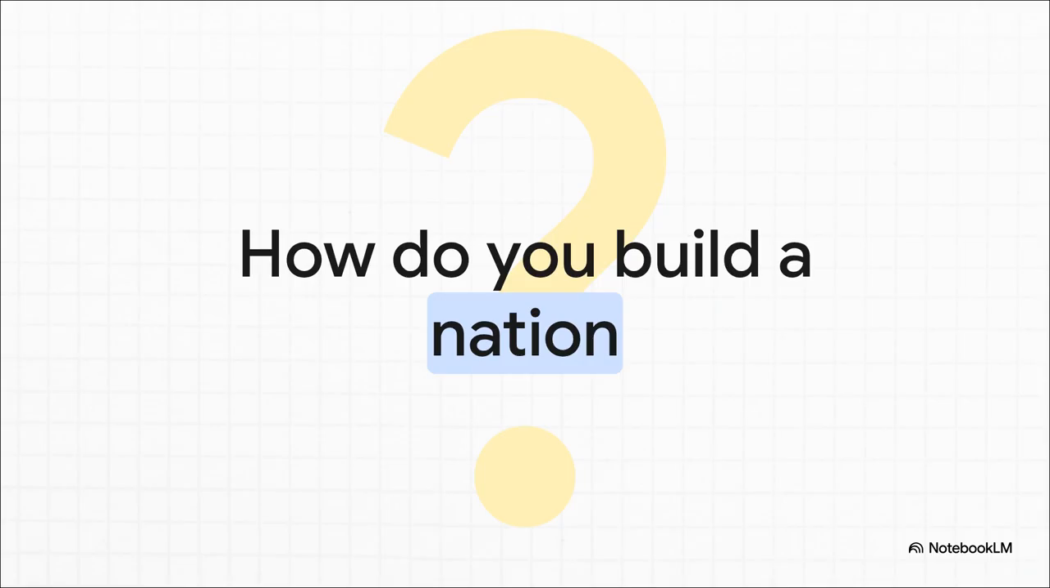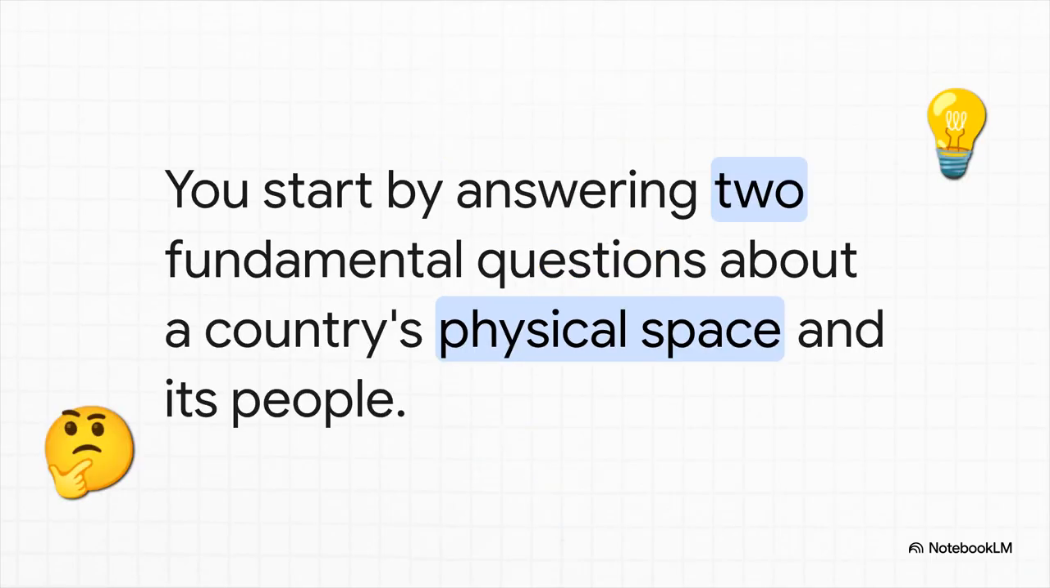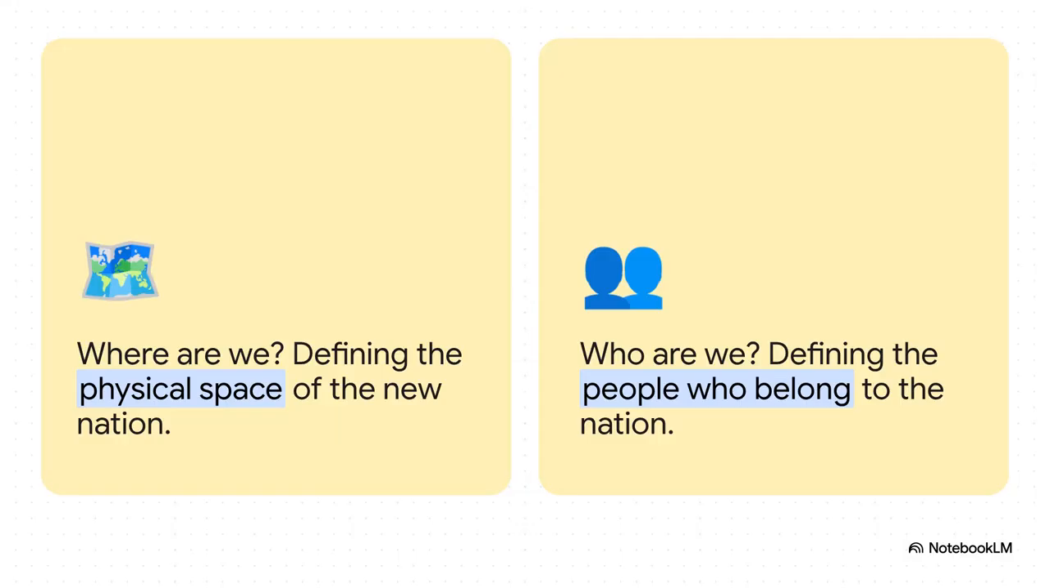Imagine someone just hands you the keys to a new country. What are the very first things you absolutely have to figure out? Well, it turns out it all boils down to two questions that are surprisingly simple but also incredibly profound. First, you have to define your physical space, and then you have to define the people who actually belong in that space. Where are we and who are we? These are the two foundational questions that the very first parts of India's constitution set out to answer. So, in this explainer, we're going to dive in and see exactly how they did it.